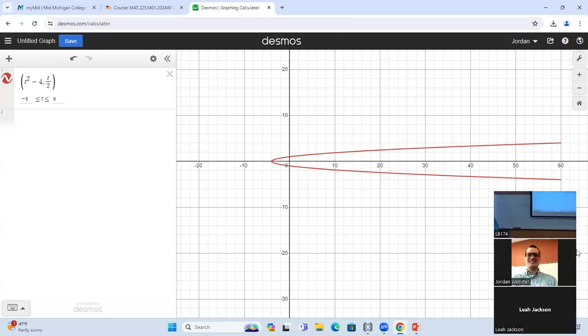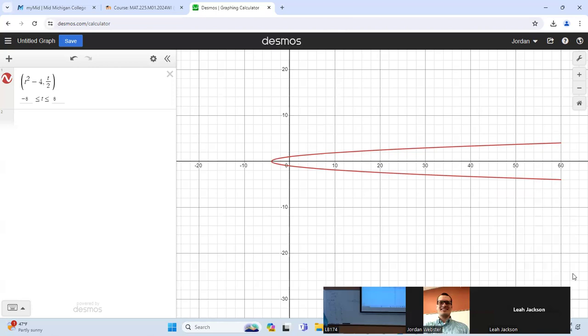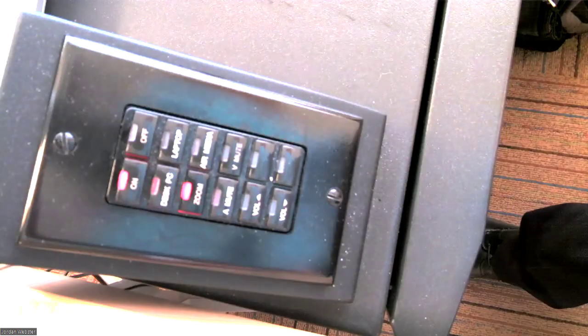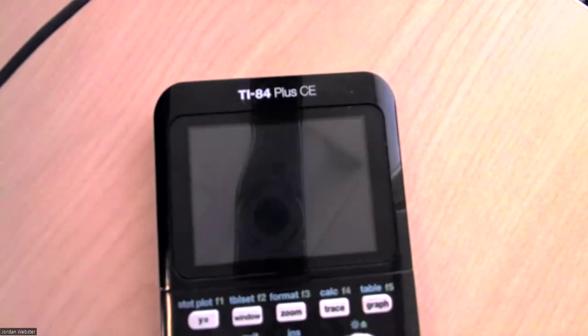Another option is to use your TI-84 calculator. See if I can. My projector got moved a bit, but there we go.